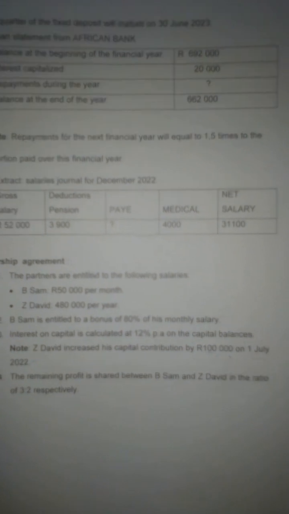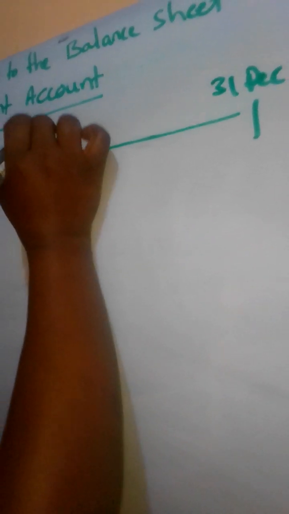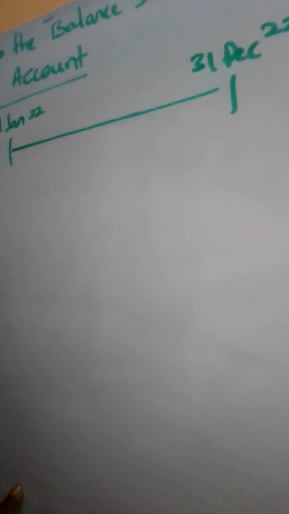I always prefer to make a timeline so that we can make the proper calculation of the interest on capital. Okay, our financial year is like this. It ends on 31 December. It means it started on 1 January 2022. And then they are saying that Z David increased his capital contribution by 100,000 on 1 July.